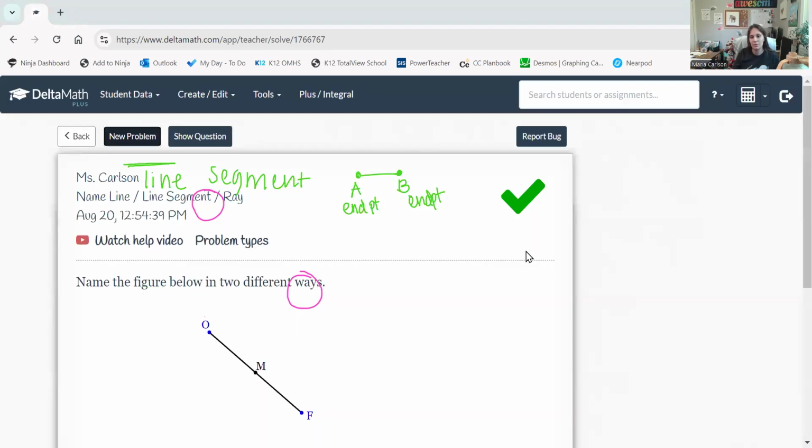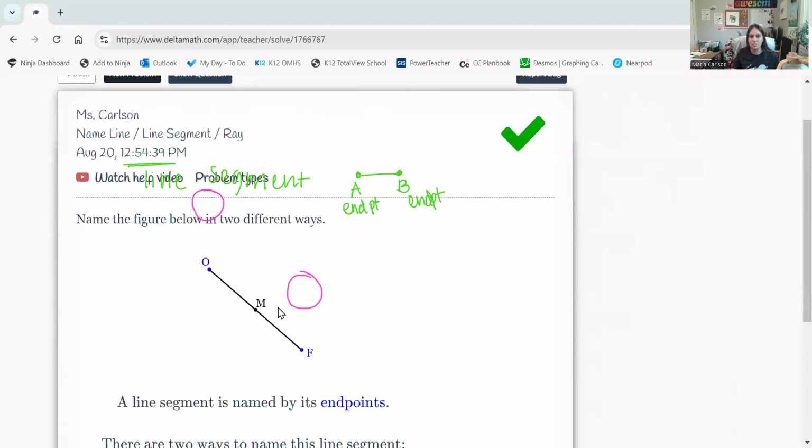And I believe I made an error in class with one of my classes, and I gave an example where we named a segment using that middle point. Segments, anything that has an endpoint, we want the endpoint to be a part of its name. So we have two endpoints here, so we will name the segment by those two endpoints.